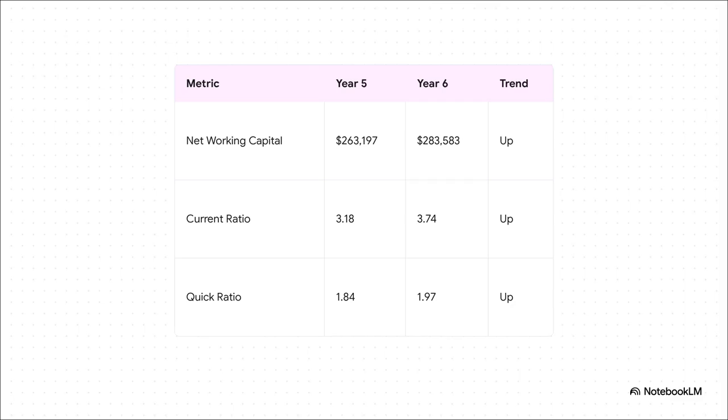Net working capital jumped from roughly $263,000 to over $283,000. That's a solid absolute increase. But look at the proportions. The current ratio went from 3.18 to 3.74. And crucially, that highly conservative quick ratio ticked up from 1.84 to 1.97. Notice the trend? Across the board, Amy's market significantly improved its proportional coverage and increased its highly liquid assets. They are sitting in a very comfortable position.